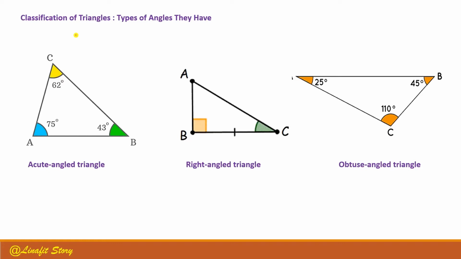The next is classification of triangles based on the types of angles they have. So this is an acute angle triangle, meaning a triangle with 3 acute angles. This is a right-angled triangle, a triangle with a right angle. And then here is an obtuse angled triangle, meaning a triangle with an obtuse angle.